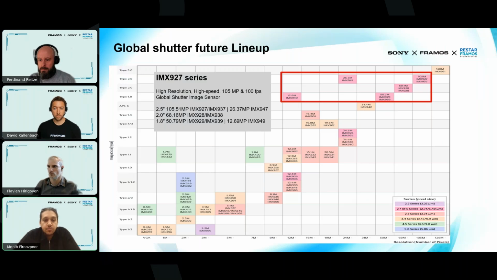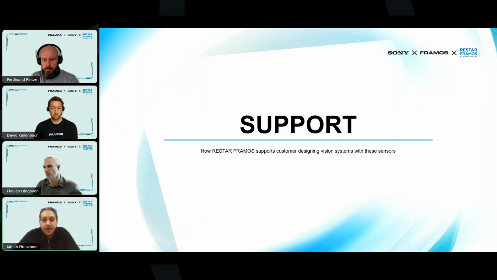Just a key update for you, Sony is expanding their global shutter lineup, especially in the large format. So the IMX927 series is targeting this. As you can see, our global shutter large format wasn't as developed as our rolling shutter. So since then, Sony decided to design in the IMX927 series to give the customer the availability of other products in this lineup too. So this topic could be a good topic for our next seminar. Yeah, that's all from me.